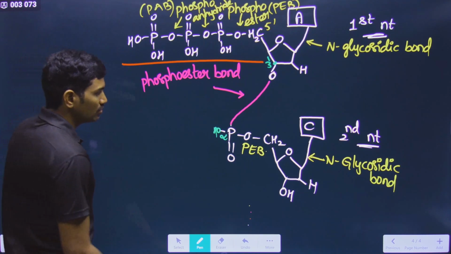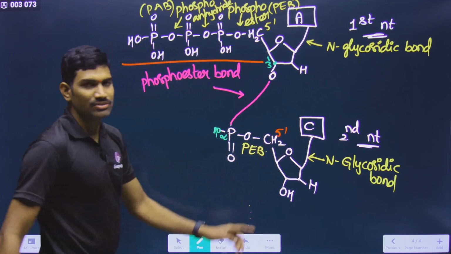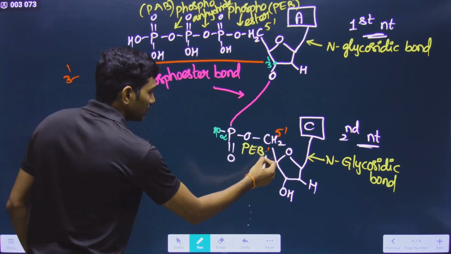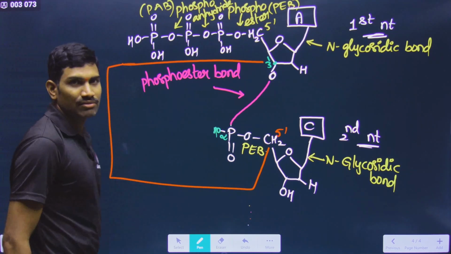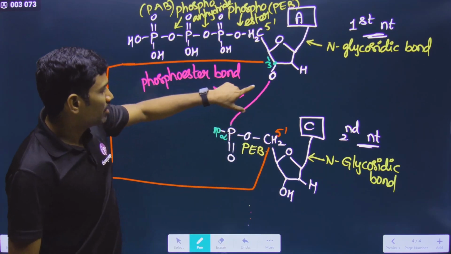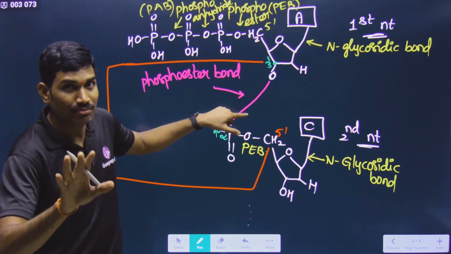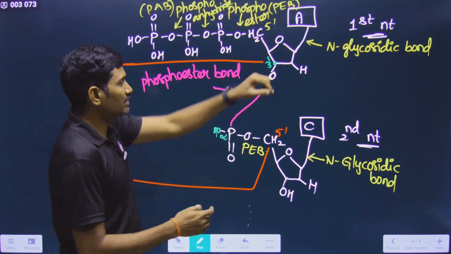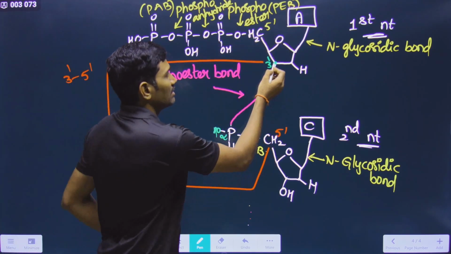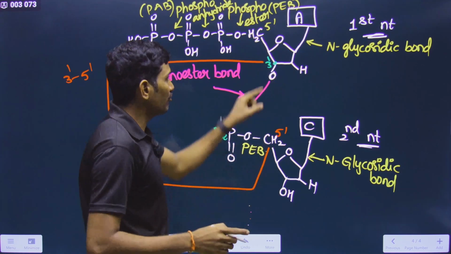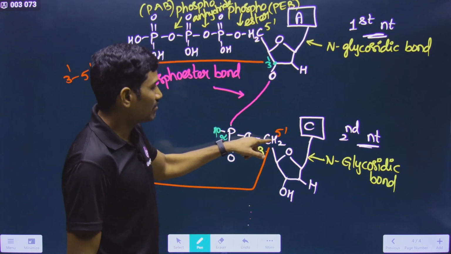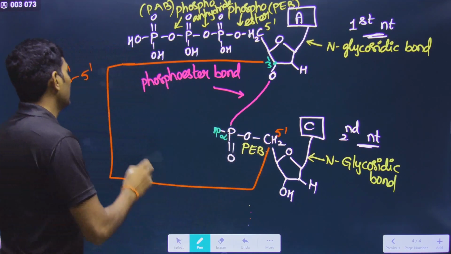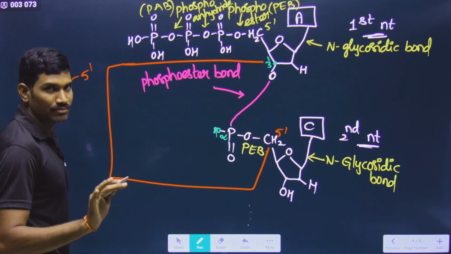3' carbon 2. This is the 5' carbon of the second one. Between 3' to 5', observe carefully. The newly formed bond is a phosphoester bond, but we are talking about the bond between two carbons. What is this carbon? 3' carbon of the first nucleotide and here 5' carbon of the second nucleotide. That's why it is 3' to 5'.